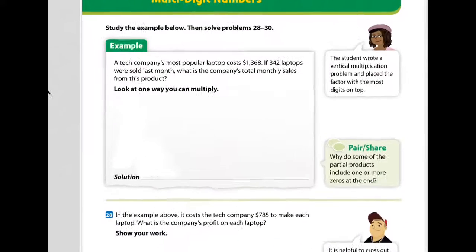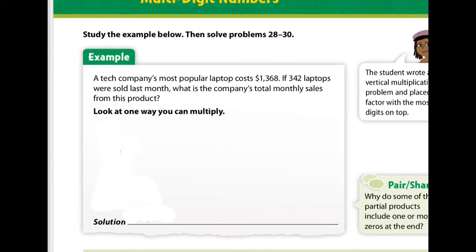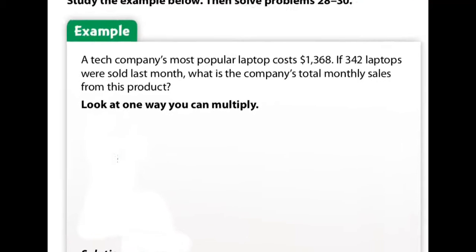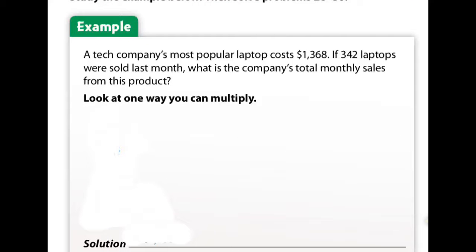I'm going to go over this example here, so you don't have to write a single thing down if you just watch this one. I've whited out what the book did, so you can see it starting from scratch. All right, don't zone out now, though. That would be bad. It says, a tech company's most popular laptop costs $1,368. If 342 laptops were sold last month, what is the company's total monthly sales from this product?